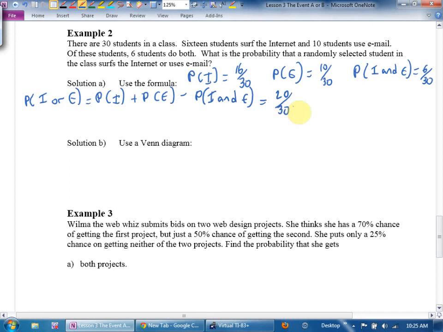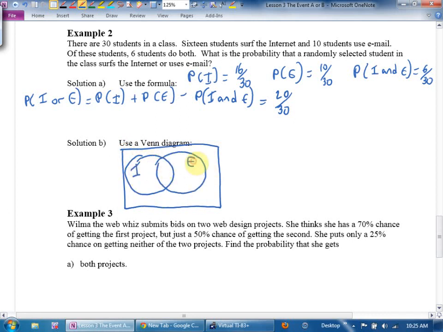That's the formula approach. Another approach is to use a Venn diagram. A Venn diagram takes a bit longer to set up. I use one if the question has a part A, part B, part C, because I can answer everything instantly from the diagram without redoing the formula after the formula after the formula. I would draw this, with internet and email. With a Venn diagram, I either start from the very center and go outwards, or start from the outside and go inwards.